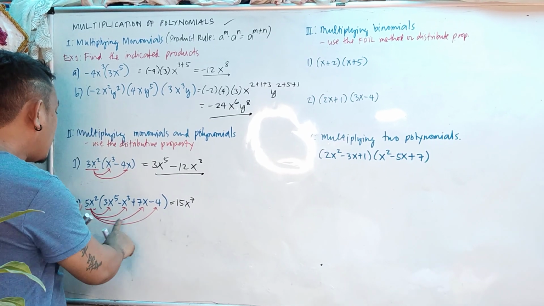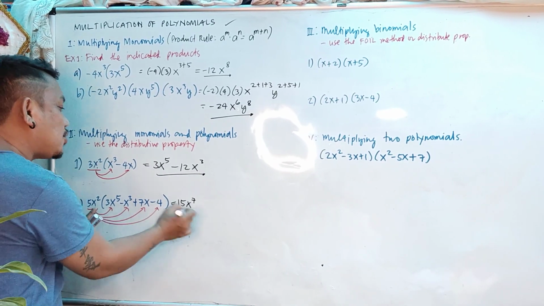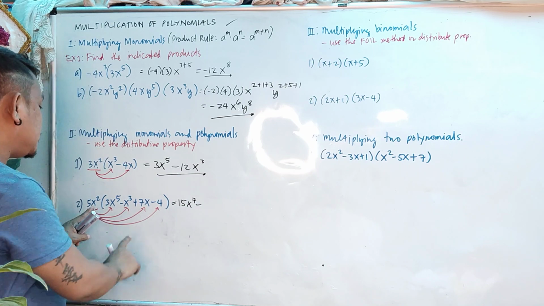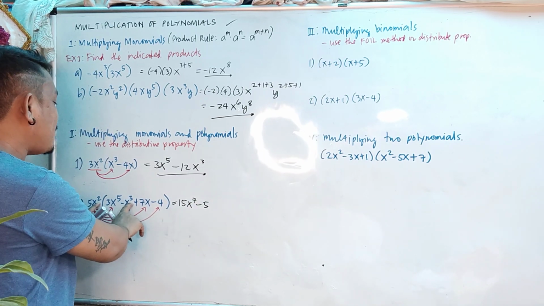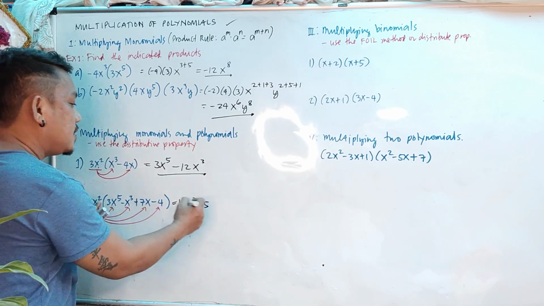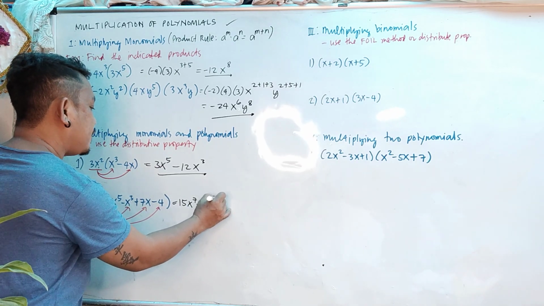Okay. Now, 5x squared times negative x cubed. So, klaro kayo nga negative na class, no? So, you just copy 5. Then, x squared times x cubed. So, i-add ng exponent. 2 plus 3, you have x to the power of 5.